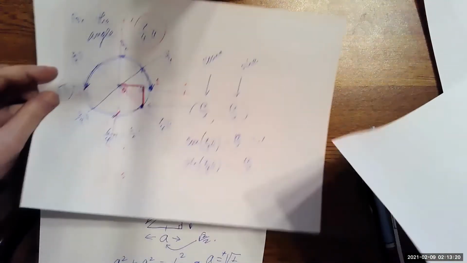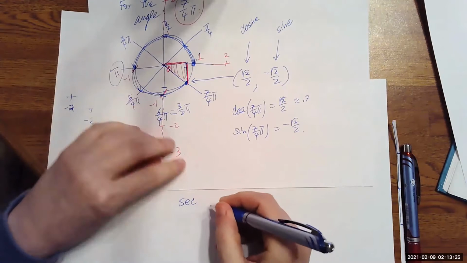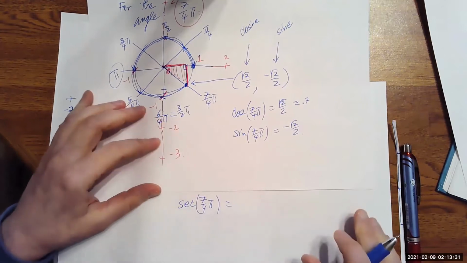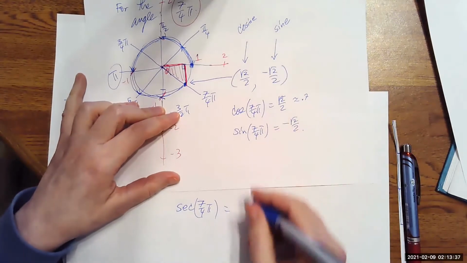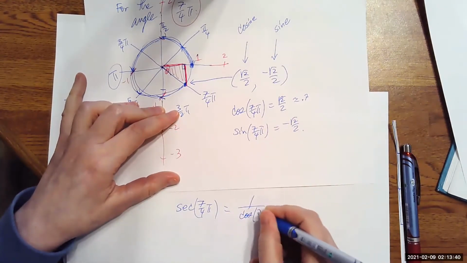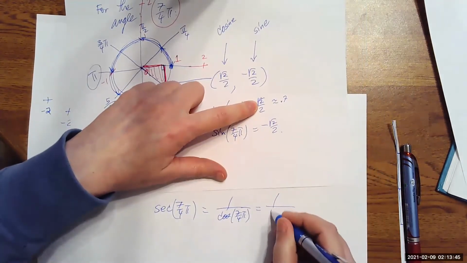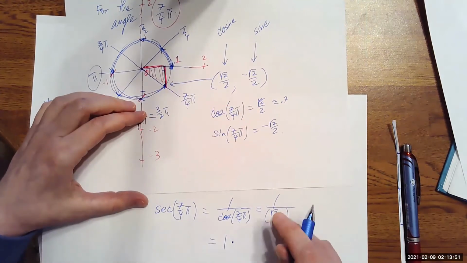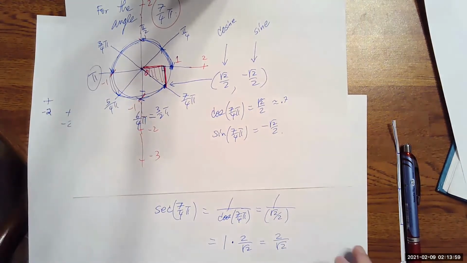So for example, let's suppose we needed the secant of 7/4 pi. Secant is the reciprocal of cosine, so it's 1 over cosine of that. 1 over cosine is 1 over square root of 2 over 2. So dividing by this fraction is the same as if we flip and multiply by the reciprocal. So 2 over square root of 2, which is the correct answer for the secant.